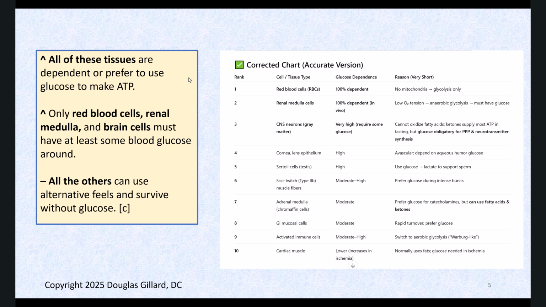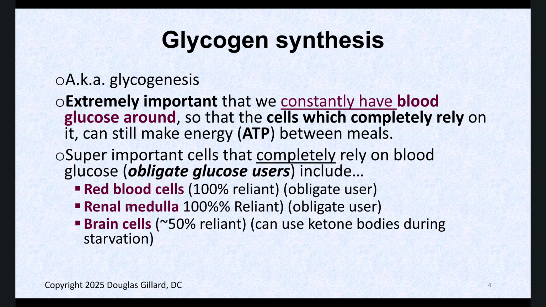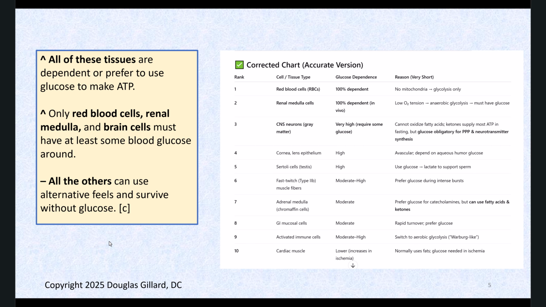And these are all the tissues that need at least some glucose. You don't have to memorize all these, but you do have to know these three for sure. Those are the obligate glucose users. They have to have some around. Other ones that are very high are the cornea, the lens, Sertoli cells in the testes. So those, they can use other things. They don't have to have all glucose, but they would prefer to have glucose.